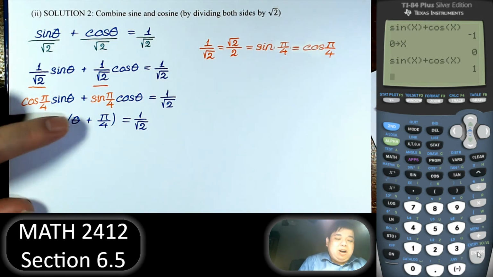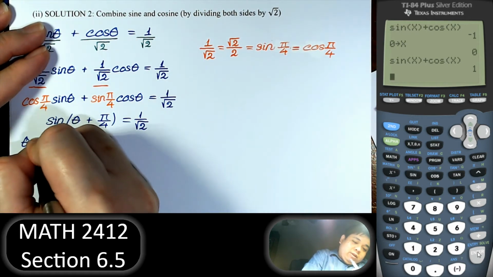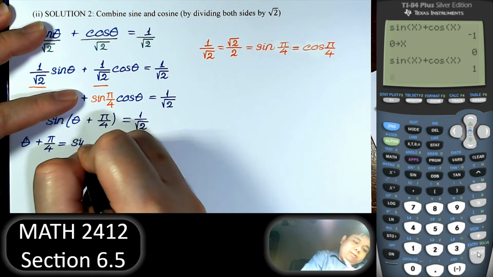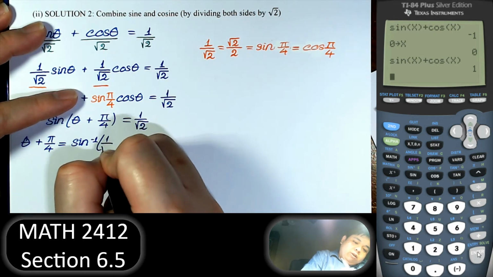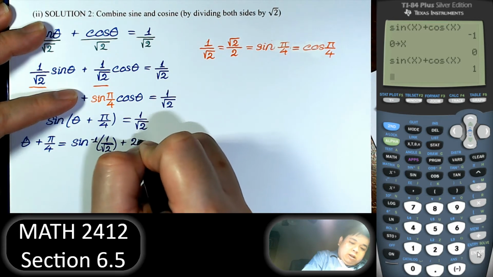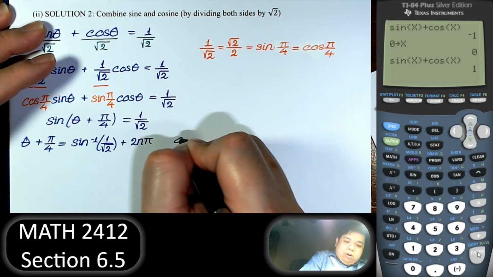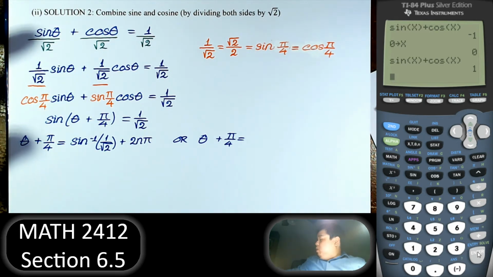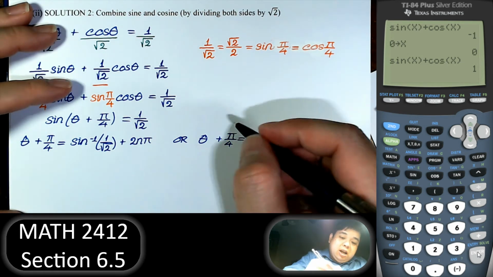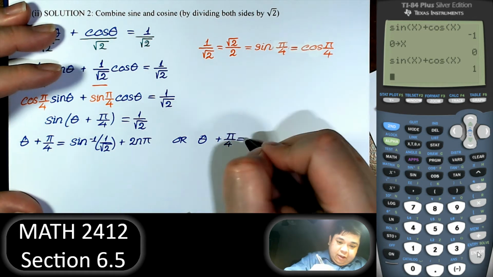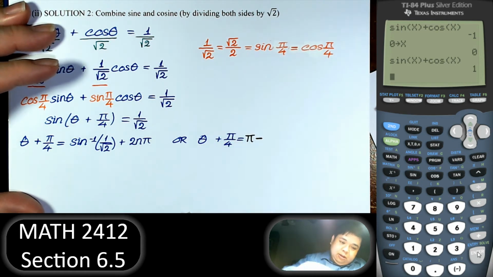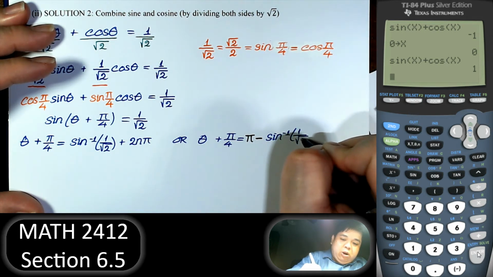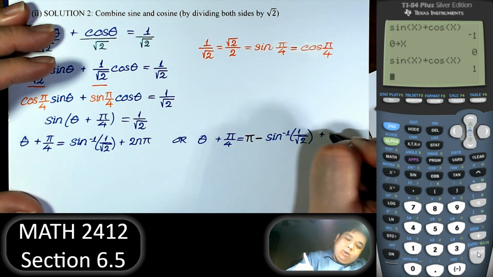Now this is very simple. We have sine equal to something. So we have theta plus pi over 4 equal to sine inverse of 1 over square root of 2 plus 2n pi, or theta plus pi over 4 equal to, well, previous equation we have cosine is opposite, sine would be a supplement, of sine inverse of 1 over square root of 2, and then 2n pi.